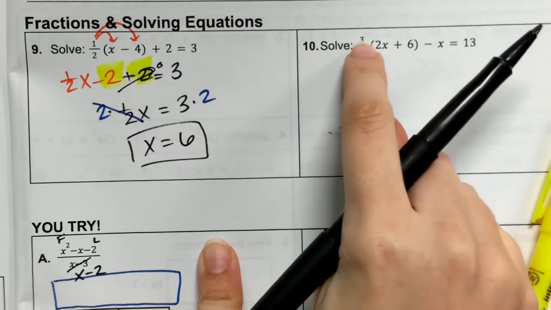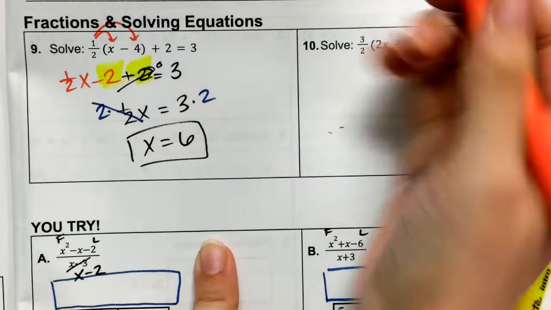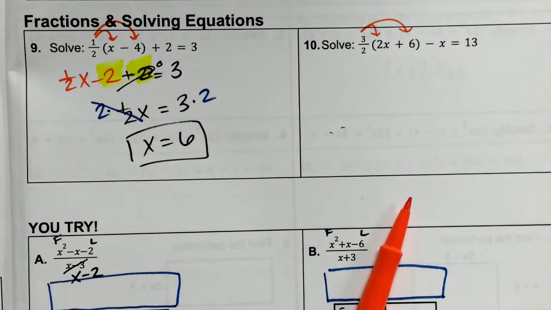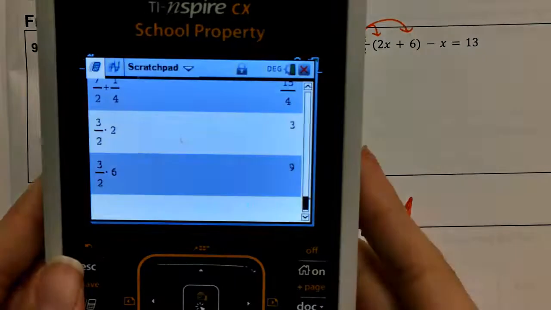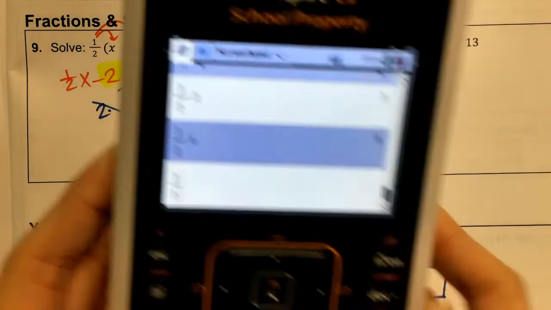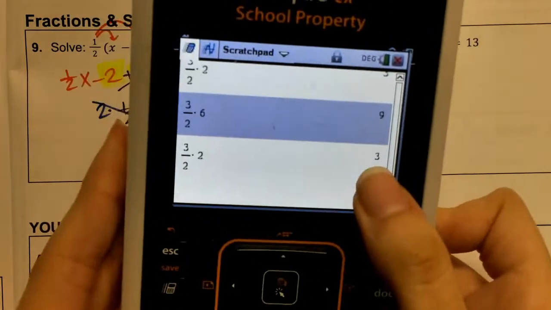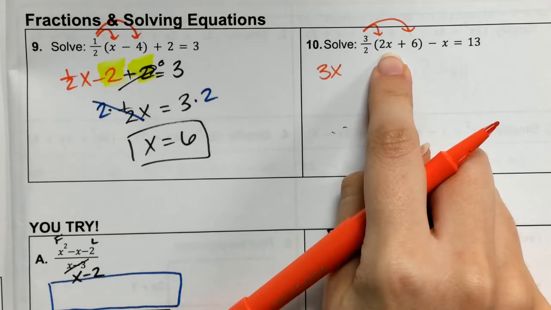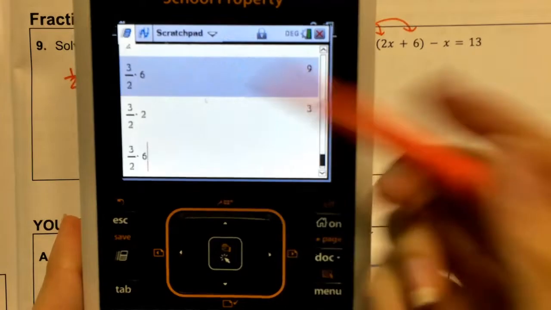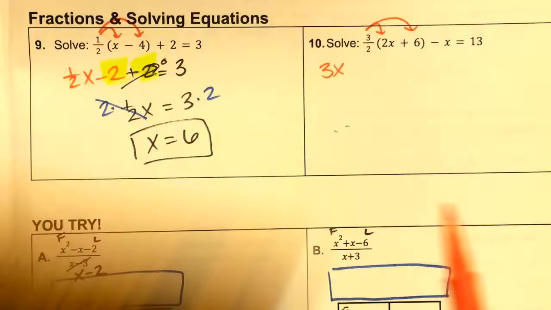Same idea here. It's a little bit harder when you have a numerator instead of just a 1. So we'll distribute. If you don't know how to do that, you can use a calculator. So 3/2 times 2 is +3. Don't forget the x. 3/2 times 6 is +9 with no x.